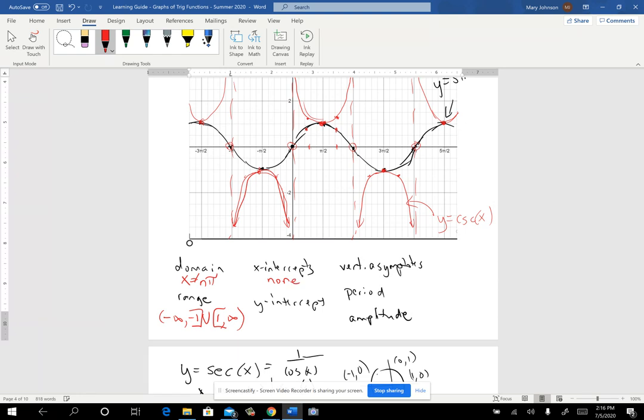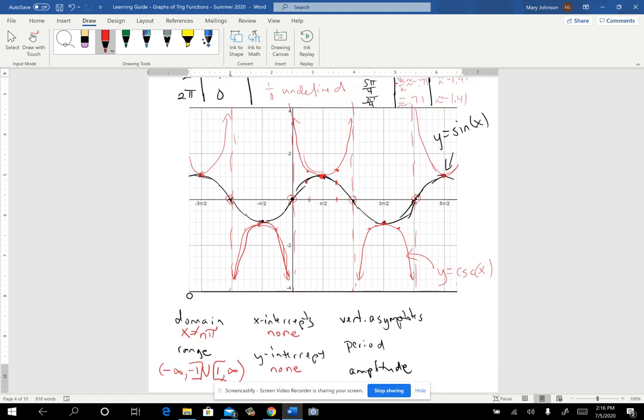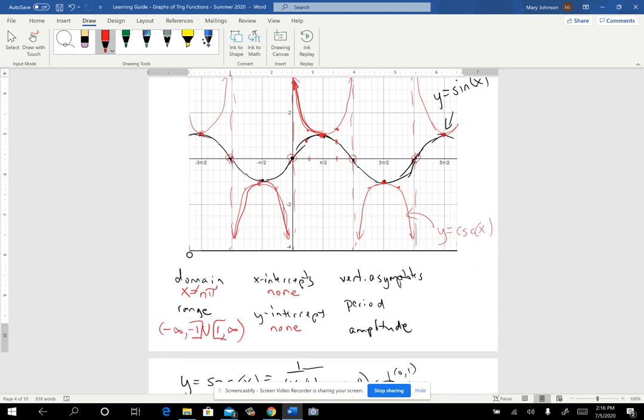No x-intercepts, okay? It also doesn't have a y-intercept. Because see how that approaches the y-axis, approaches that vertical asymptote on the y-axis. So the graph approaches that vertical asymptote, it never hits or crosses the y-axis. So you do not have a y-intercept.